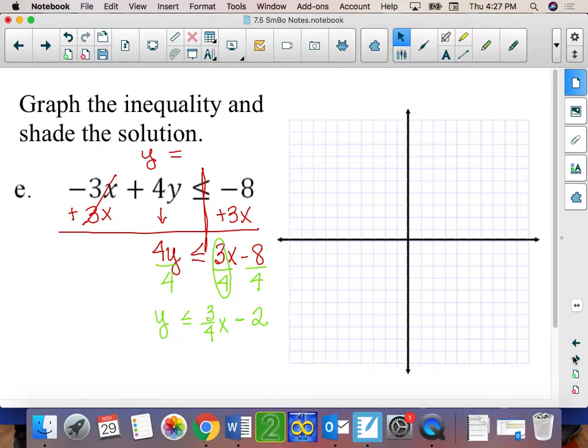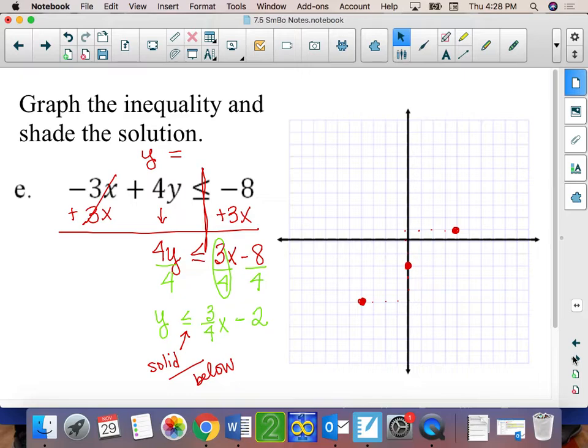So now I'm going to graph this. So I'm going to graph my y-intercept first at negative 2, and then I'm going to graph my slope of 3 over 4. So I'm going to go up 3 and over 4, or the opposite of that would be down 3 and left 4. And then we're going to look and see. So this is an equal to part. So we're going to be graphing a solid line. And then that's a less than symbol. So I'm going to shade below.